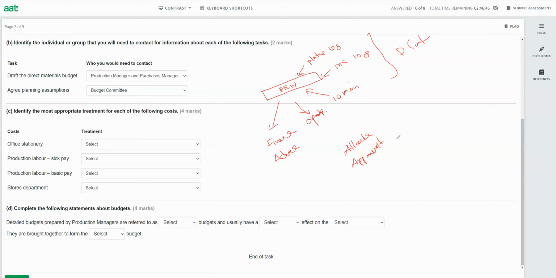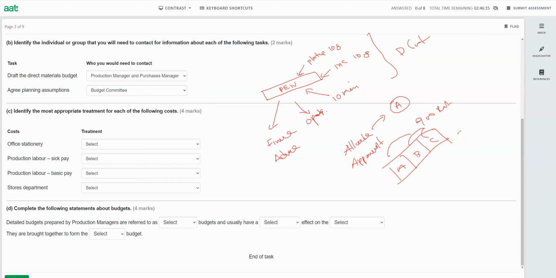Allocate means I know this cost belongs to that department. For example, if I need to pay salary to department A, I say this salary belongs to department A. But if a company has three departments A, B and C, and the rent total is £9,000, we cannot give all this rent to department A, B or C. The rent needs to be apportioned. So this is called apportionment when we cannot allocate.